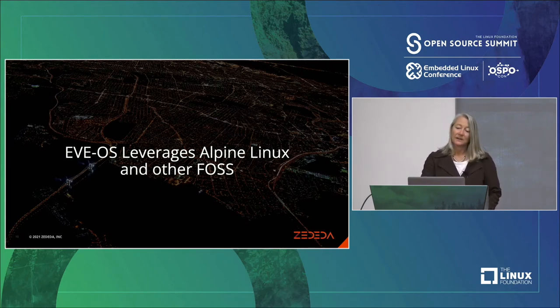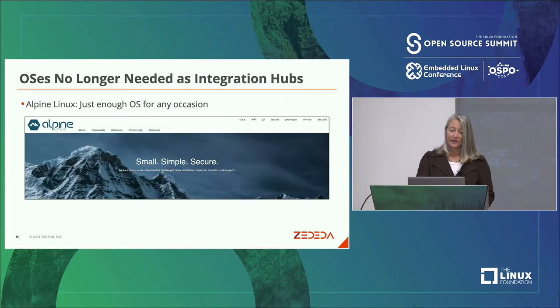Look at the world. And now I want to talk a little bit about what's under the hood. What is EVOS under the covers? Well, it heavily leverages Alpine Linux and other package systems. Because OSs no longer need to be that single integration point for everything you do, Alpine Linux is a very good starting point for containers. It's just enough OS for any occasion. And one of our co-founders is active with the Alpine Linux project as well.